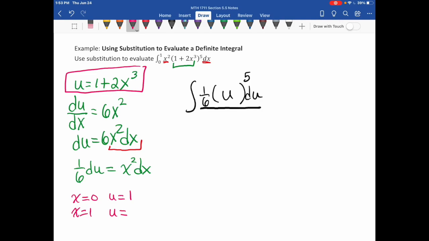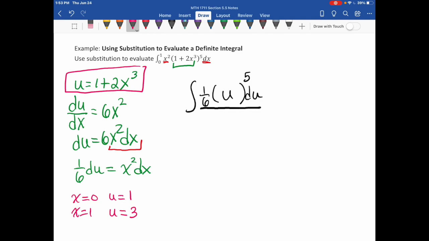Now I'm going to find if x is 1, what's u? So I need to plug in 1 for x. I cube it, I get 1. Then I have 2 times 1 is 2 plus 1 is 3. So when x is 1, u is 3.